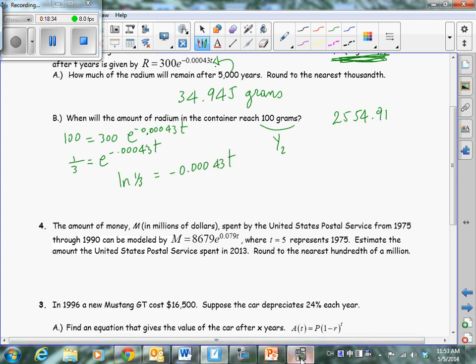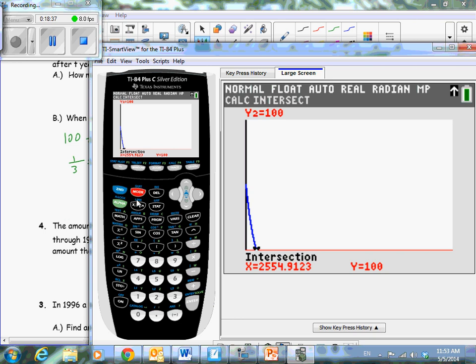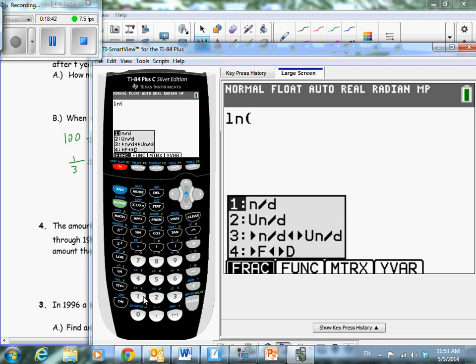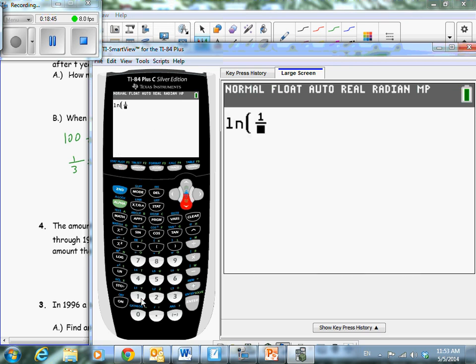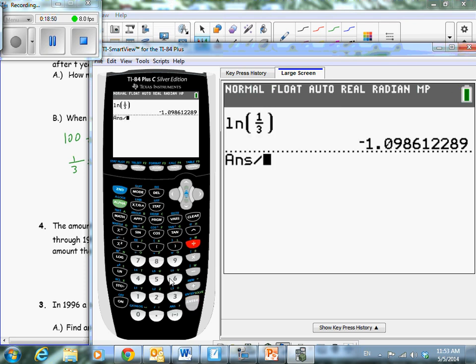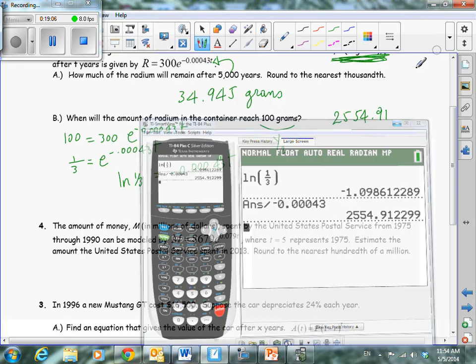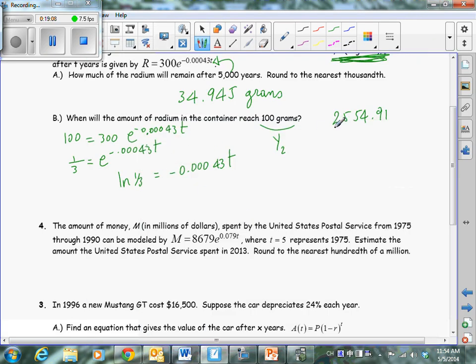So let's use our calculator to see if we get the same answer. So I will say natural log of, I'll go ahead and even put a fraction there to put 1/3. And I will divide my final answer by negative 0.00043. And I get 2554.912. Isn't that the exact same answer? So doing it by hand will give you partial credit. Doing it on the calculator and getting it wrong, good luck. You get all points off.